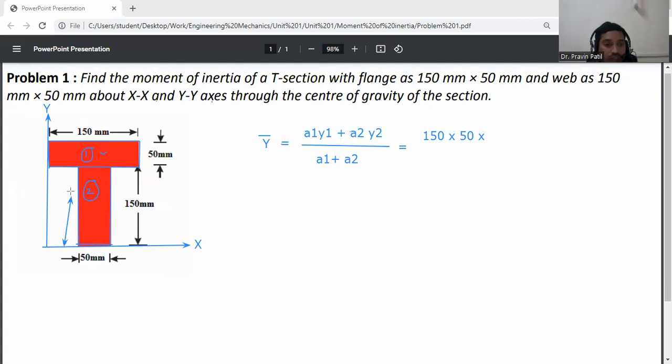Then y1 is measured from the x-axis. Y1 is equal to, first add 150 plus. It is located 150 mm from the x-axis, that's why 150 plus the CG of the remaining second rectangle, that means 50 divided by 2. Let's calculate: 150 plus 50 by 2, which is 25. It will be 175 mm. So I will write here y1 is 175 mm.